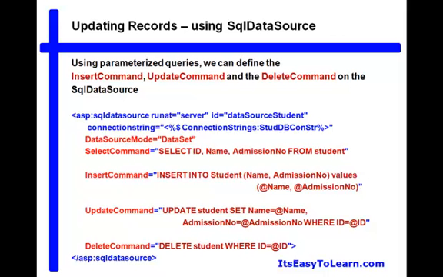We can also use parameterized queries to define insert, update and delete commands. We just need to specify select command equal to select command, insert command equal to insert into student, and the @name and @admission number correspond to the column definitions we did in the grid view. For example, if the data source is attached to a grid view, the @name and @admission number are defined as columns in the grid view. Similarly, we had an update command and a delete command.